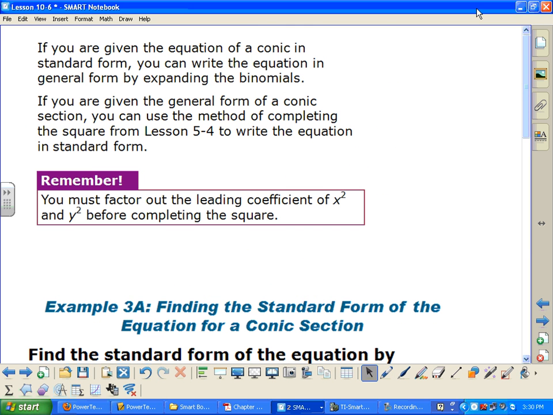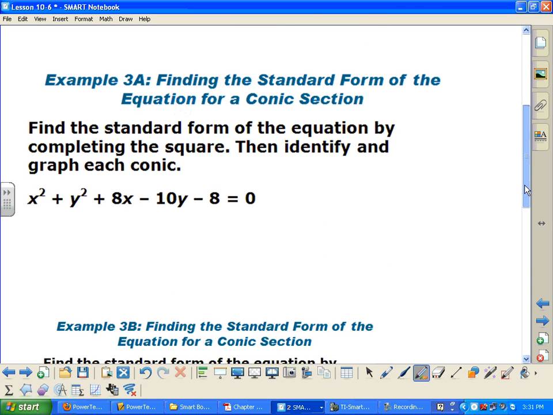Okay, last thing we're going to look at is finding the standard form for the conic sections and then determining what kind of conic section it is. Sometimes we're going to be given them written out in expanded form, and we're actually going to have to use completing the square to get it into standard form. And sometimes we're going to have to factor out the leading coefficient of x squared and y squared. So let's take a look at these.